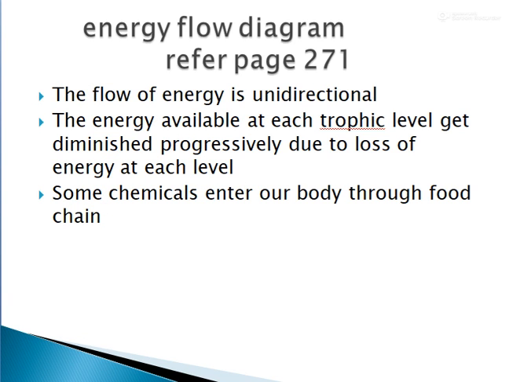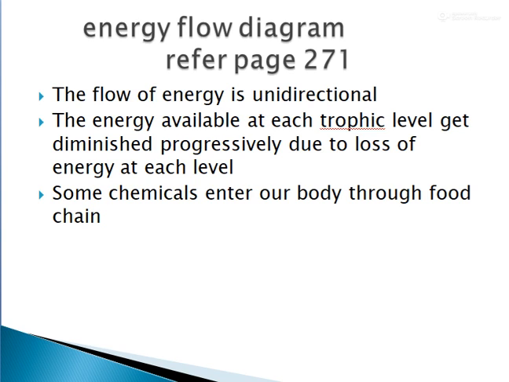For the energy flow diagram, you can refer to your textbook. It's available on page numbers 270 and 271. And from that diagram, we come to a conclusion that the flow of energy is unidirectional. That means it will flow in only one direction. The energy available at each trophic level diminishes progressively due to the loss of energy at each level. That means the energy will keep on reducing as it goes higher and higher. Okay, the energy will keep on decreasing.